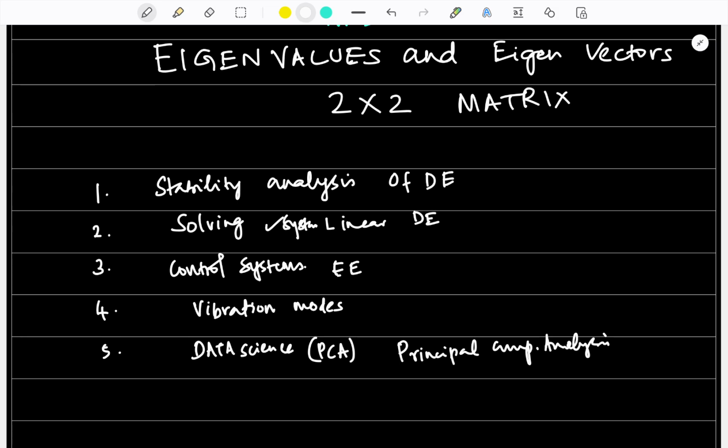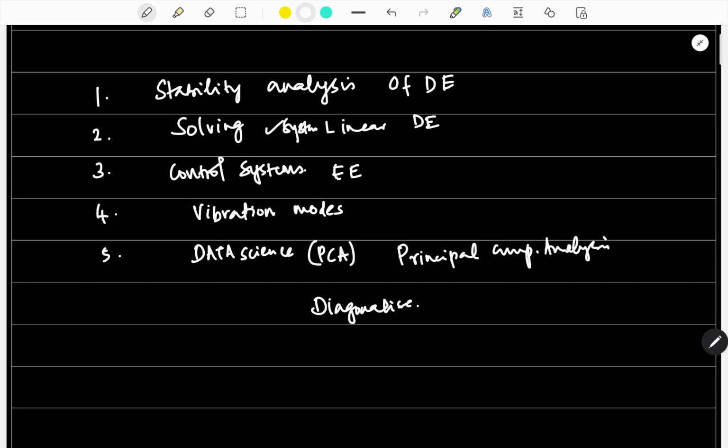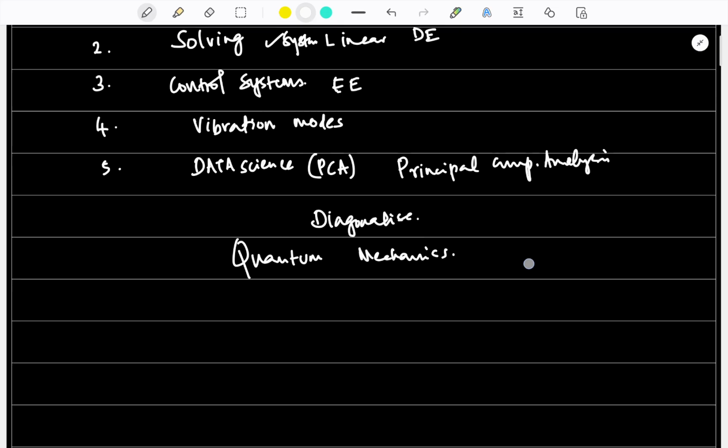After finishing eigenvalues and eigenvectors, we will use the same idea to diagonalize a matrix. Mainly we are studying this for diagonalization purposes. Where do we use diagonalizing operators? In quantum mechanics, as you know very well, we use this diagonalization process. So all these purposes are covered by eigenvalues and eigenvectors.